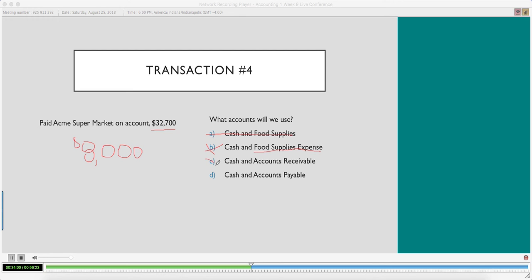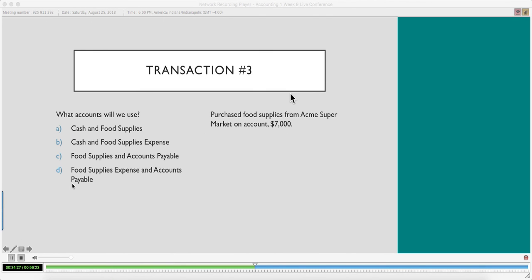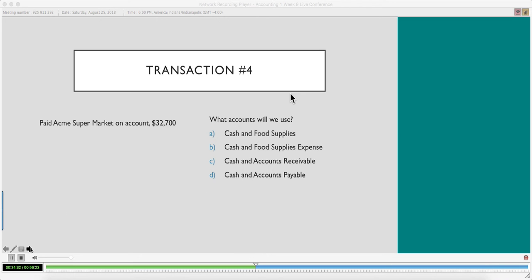It is not C because we are not putting it on account. It's not accounts receivable. We're not getting the money from our customers. We're actually paying what our business owes, so it has to be accounts payable. So it has to be D. If on the previous slide we used food supplies and accounts payable, we're going to have to show accounts payable when we're actually paying Acme Supermarket.